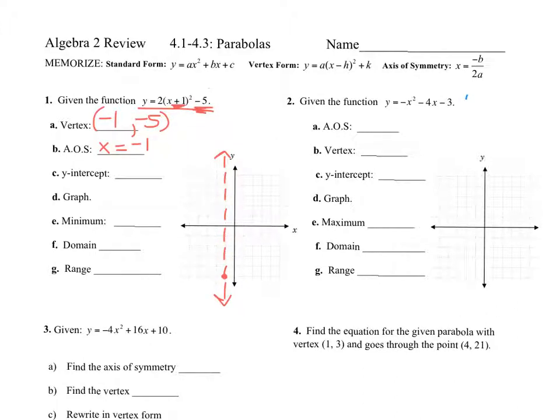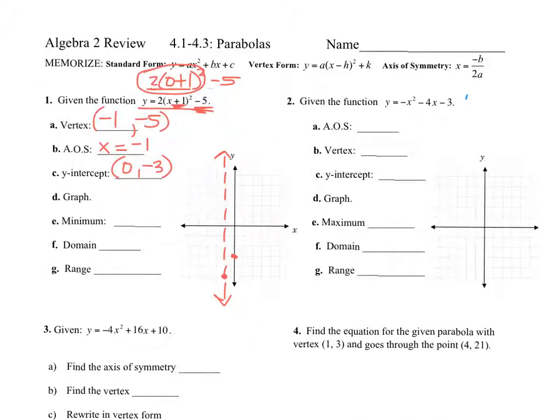So if I plug in 0 for x, I get 2 times 0 plus 1 squared minus 5. 0 plus 1 is 1. 1 squared is 1. 1 times 2 is 2. So all of this equals 2. 2 minus 5 is -3. Your y-intercept then is 0, -3. So plot that. 1, 2, 3 down would be right here.